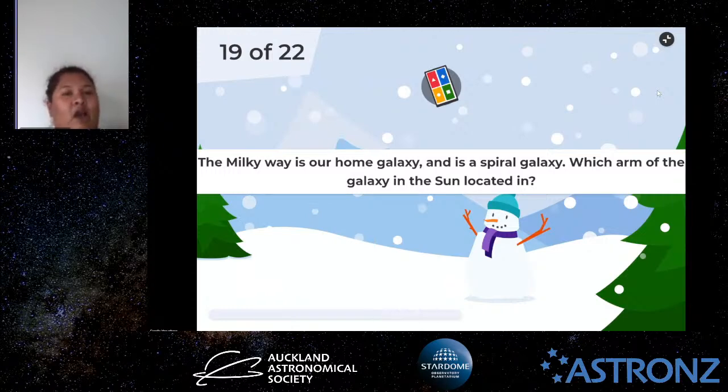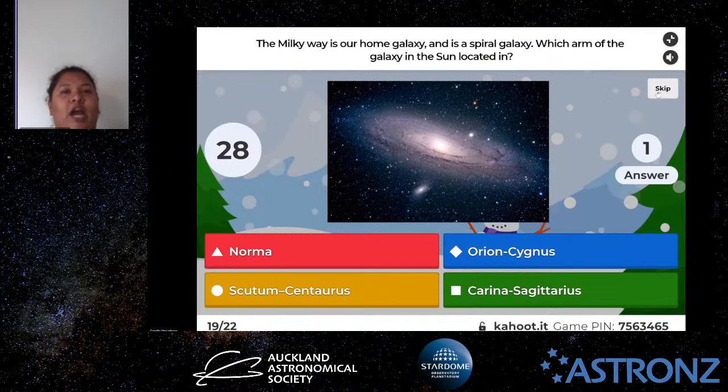The Milky Way is our home galaxy, and it is a spiral galaxy. Which arm of the galaxy is the sun located in? Is it in Norma, Orion Cygnus, Scutum Centaurus, or Carina Sagittarius? There's a little offshoot, kind of a little spur. So which one is it?